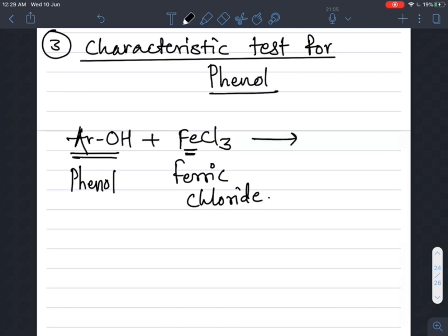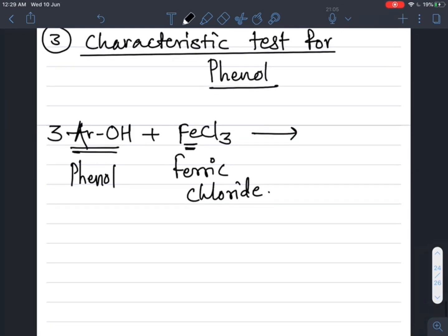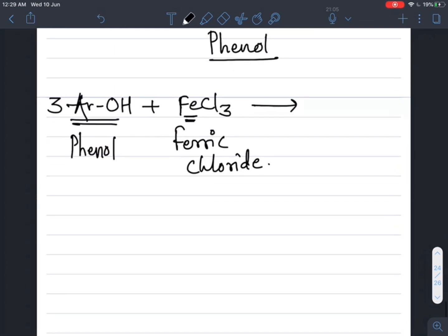of iron is 3, so we require here 3 molecules of phenol to combine with the iron, that is Fe. So 3 ArO phenoxide ions combine with 1 Fe, so this is the ferric phenoxide. This complex is formed and the name of this is ferric phenoxide.